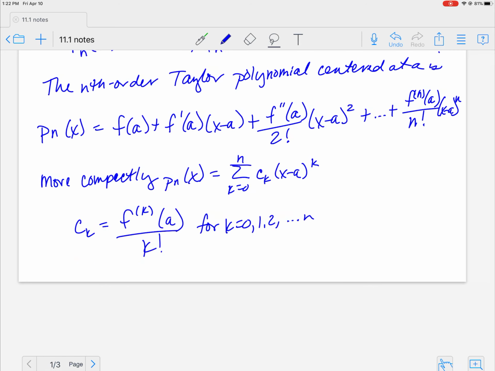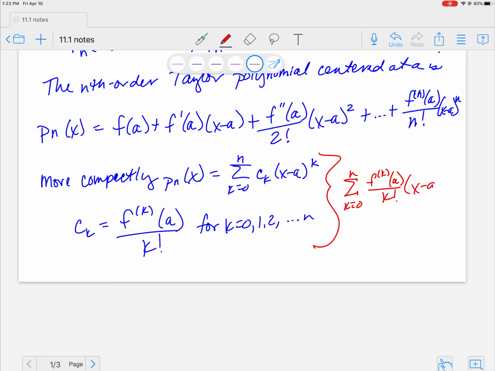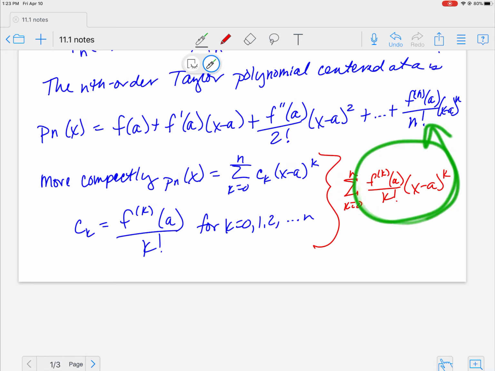We're going to use this here. This is going to come to light a little bit more. So this is really looking like my polynomial here, going from 0 to n of my c sub k, which is the kth derivative of f centered at a, all over k factorial, times x minus a to the k. So it's mimicking my term here. Do you see that?